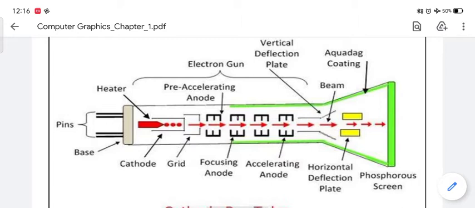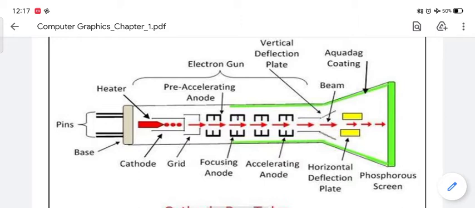So what happens here? The high-energy electron beam, shown in the green line, hits the phosphorus screen. At that time, the phosphorus screen absorbs all the kinetic energy and then a display is produced. So this is how a CRT works.